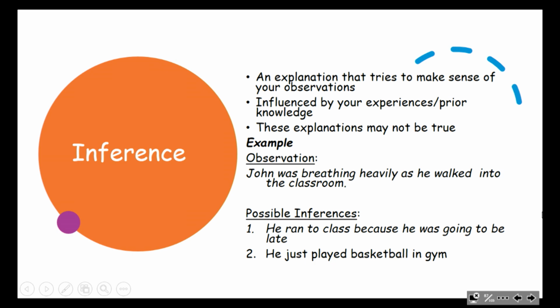So here's an example, and I want to see what y'all might think. Imagine you have a friend who's coming into class late, and he's breathing very heavily. That is an observation. You have noticed that John was breathing heavily as he walked into class. Well, that's going to get your mind turning, right? The wheels are going to start spinning. Why was he late? Why was he breathing heavily? Well, you're going to make an inference based on that.